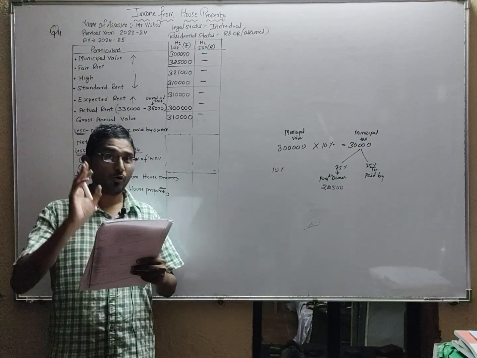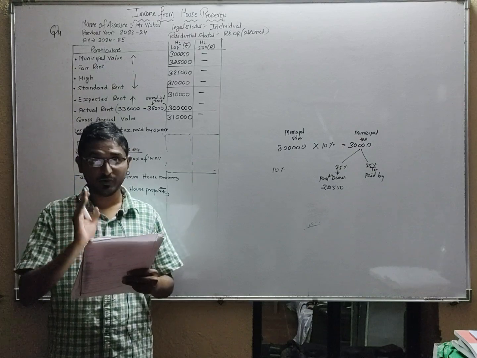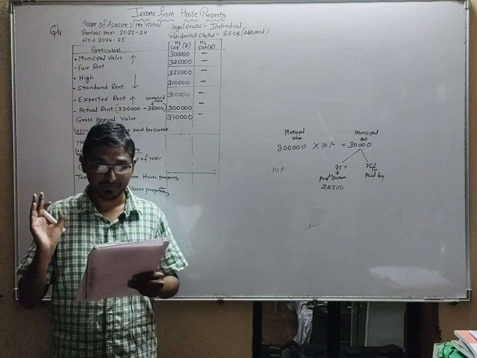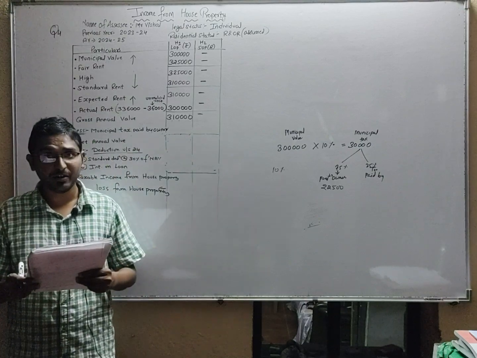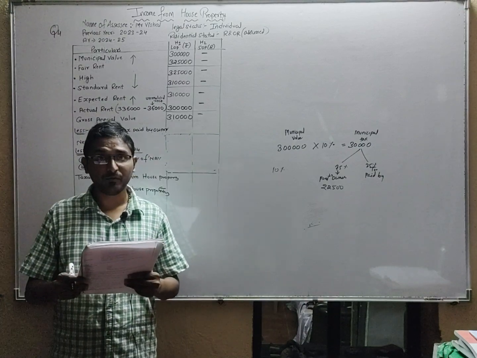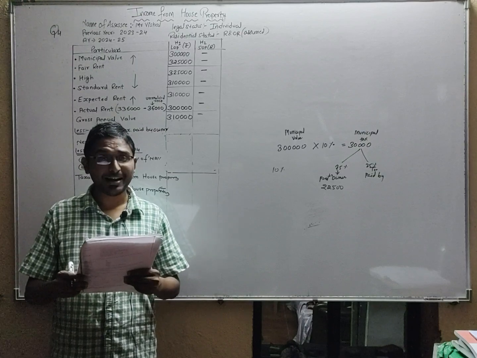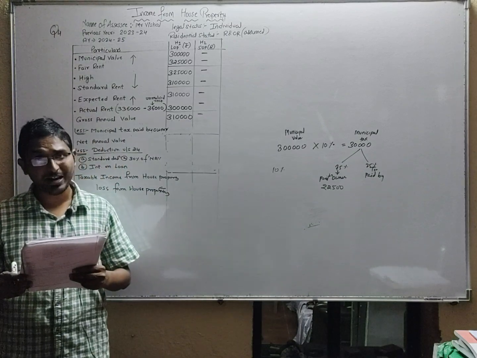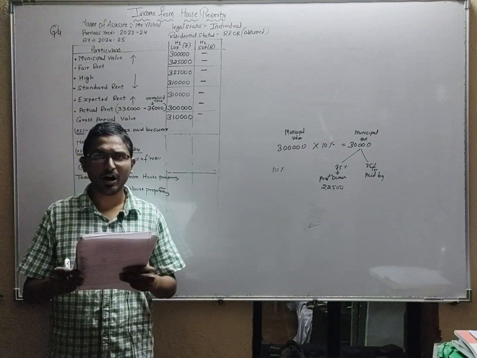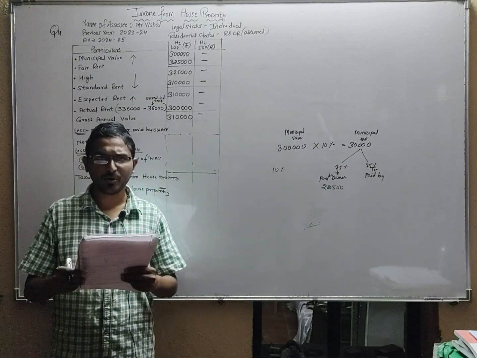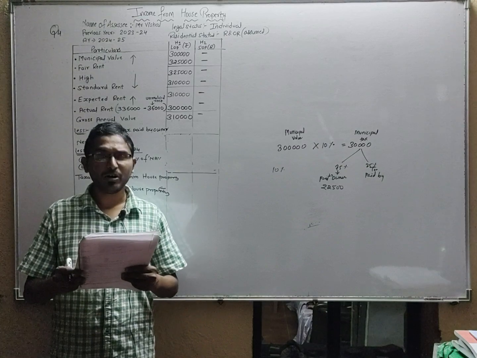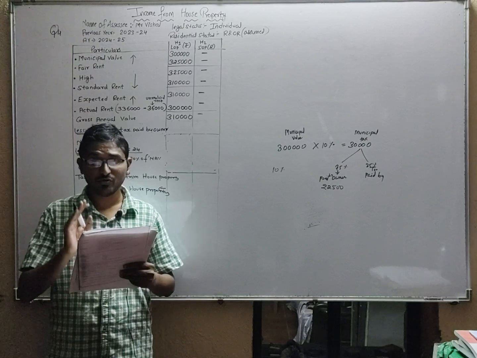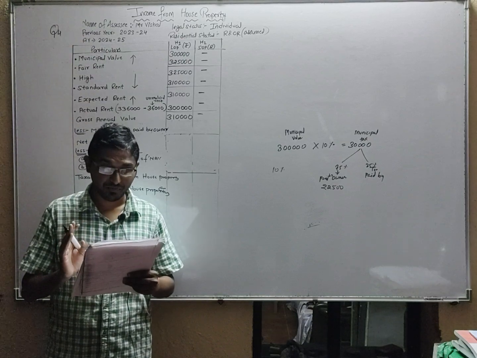Now don't directly come to the conclusion which will be the let out, which will be the self-occupied. First you always read the question. Municipal valuation for house property 1 is 3 lakh, for house property 2 is 4 lakh. Fair rent for house property 1 is 3 lakh 25, for house property 2 is 4 lakh 50. Standard rent for house property 1 is 3 lakh 10, for house property 2 is 4 lakh 60. Rent per annum for house property 1 is 3 lakh 36. There is no rent for house property 2.